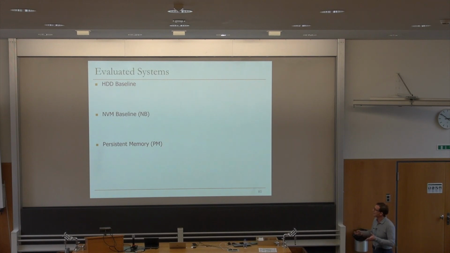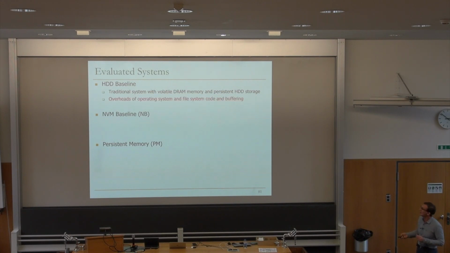Let's take a look at the benefits of this with a very system level evaluation. For this evaluation, we're going to be very system level. We're going to look at several baselines. One is the hard disk baseline. This is a traditional system with volatile DRAM memory and persistent hard disk. Basically, here you have overheads of operating system and file system code and buffering. You go through the file system.